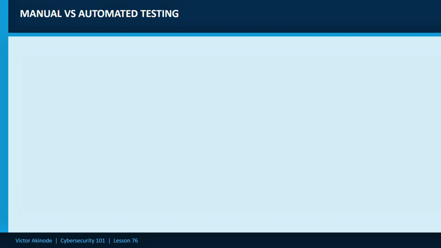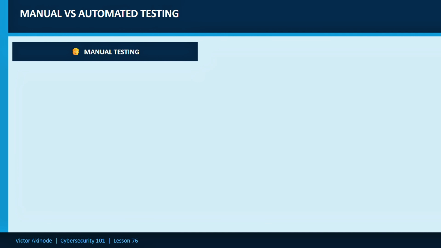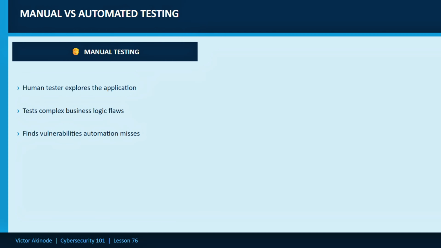Now let's compare manual testing to automated testing. Let's start with manual testing. Manual testing means a human tester manually explores the application. It is great for testing business logic flaws that tools cannot understand. It finds complex vulnerabilities that require human reasoning. It is time-consuming but very thorough, and it is best for authentication bypass, authorization issues, and complex workflows.